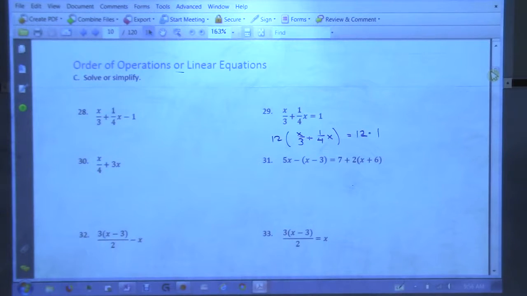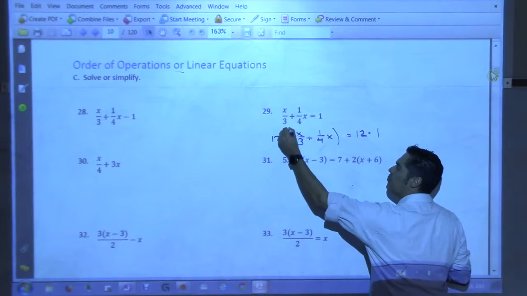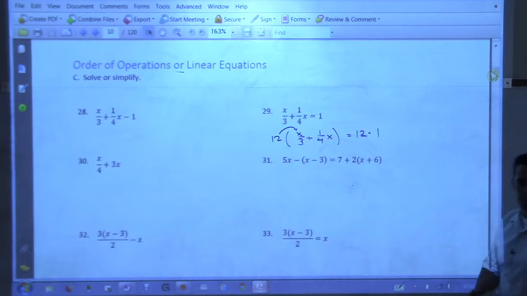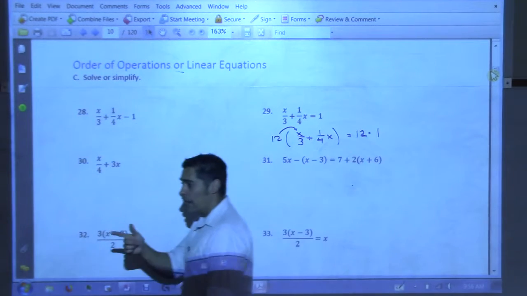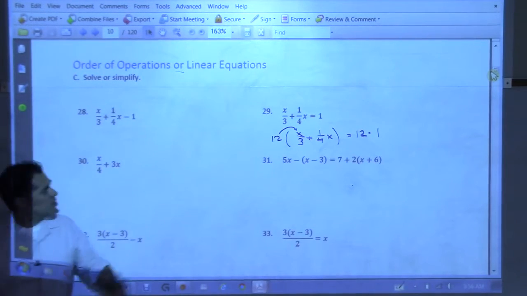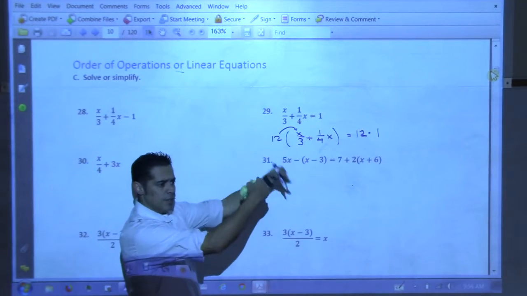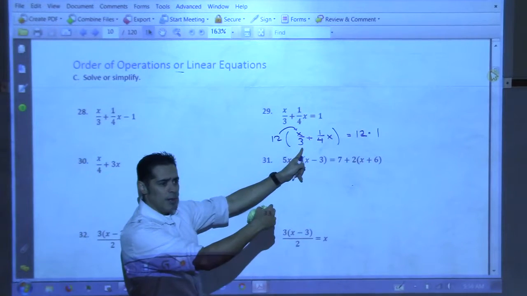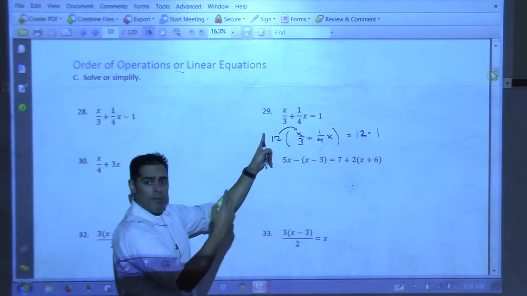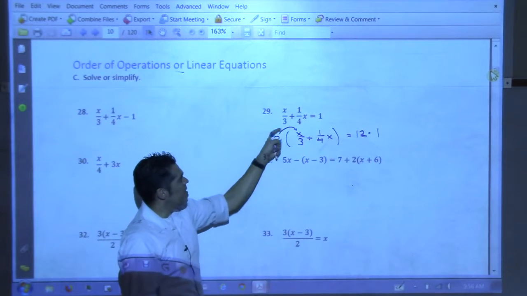Understand? 12 on both sides. Now, let's see if we can do this just by thinking through what's going to happen. What's going to happen when I multiply 12 times x over 3? You're going to get 4x, right? Because the 12 and the 3 are going to reduce. 3 is going to go into 3 once. 3 goes into 12 4 times. So when I go here to here, I get 4x, right?